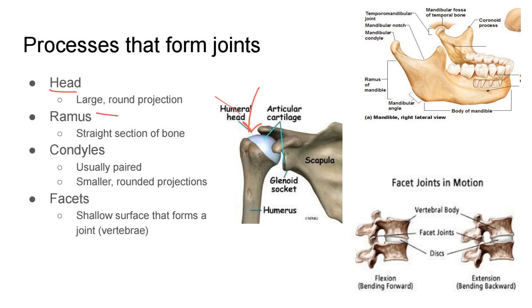A ramus is a straight section of bone that's going to form the joint. Up here on the top right, you can see the ramus of the mandible. So this is a ramus, this straight section of bone here that is going to go up and form that joint.